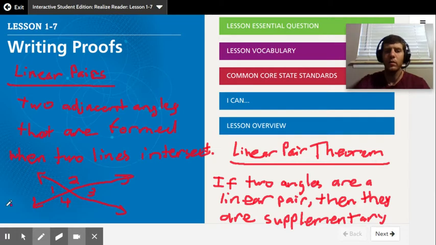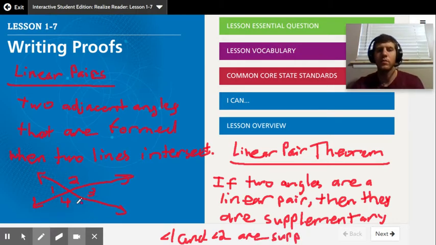So angle 1 and angle 2 are supplementary. Right, so this is going to tell us that angle 1 and angle 2 are supplementary. Okay, angle 2 and 3 are supplementary. Angle 3 and 4 are supplementary. Angle 1 and 4 are supplementary.